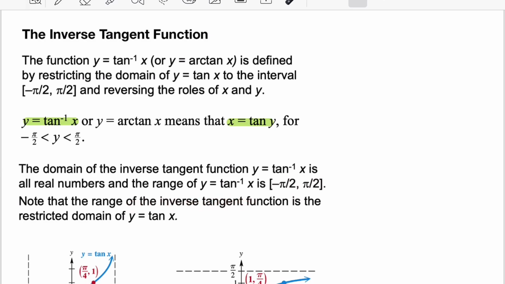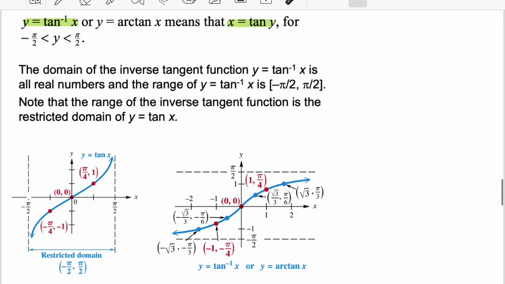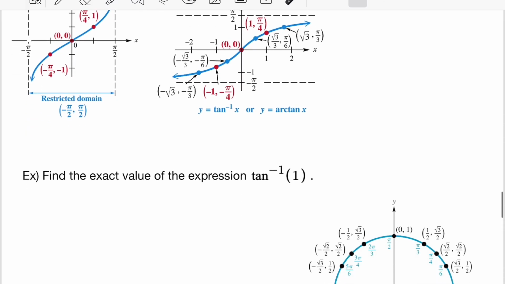The range of our inverse tangent function is going to be the restricted domain of our tangent function. This is given by our two graphs here. Again, we restrict the domain of our tangent function, and then here is the graph of our arctangent function. Now let's do this example here.